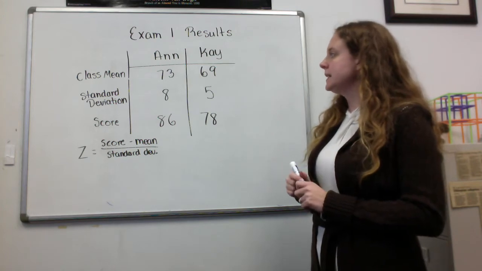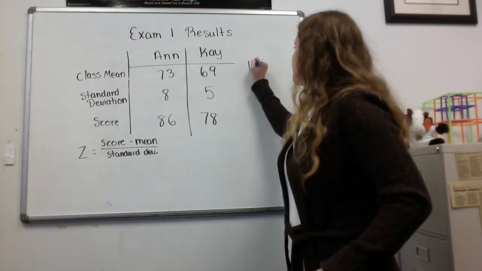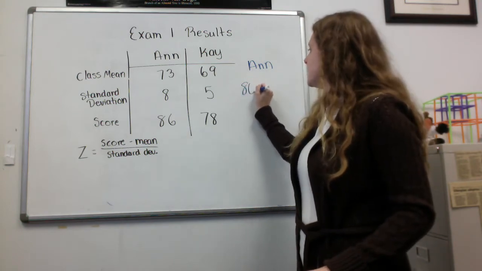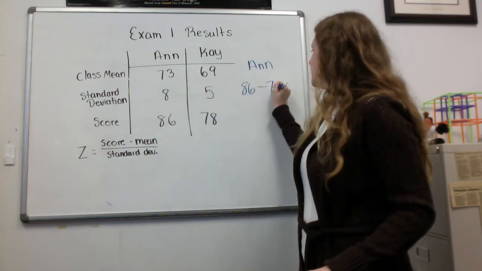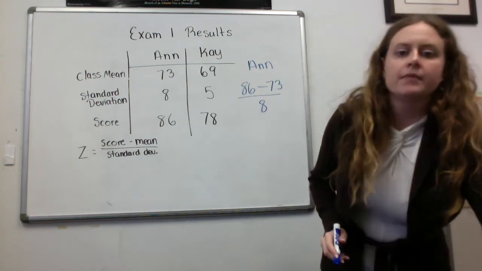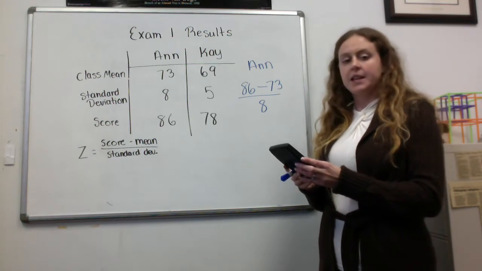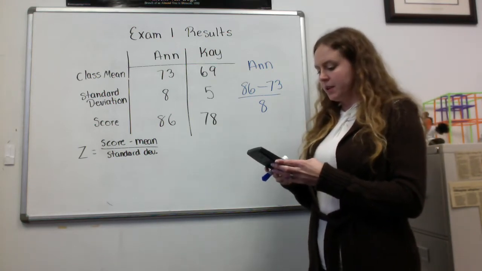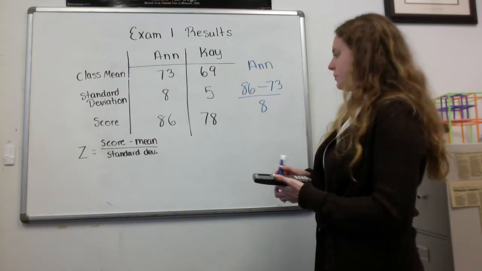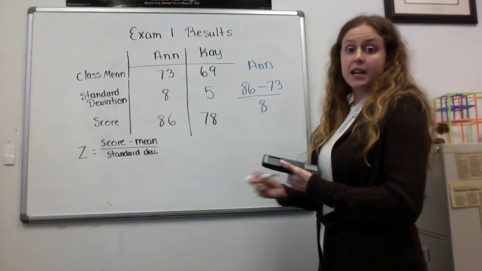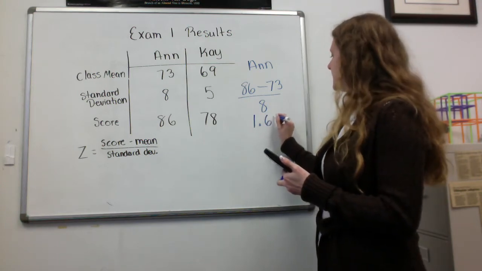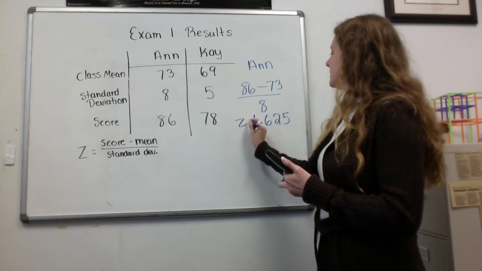So I'm going to find out the z-score for each person. I'll do Ann to start with. She had 86 on her exam minus 73 divided by 8. This is going to give me a number. It can be negative or positive, but it's going to be somewhere between -3 and 3. You can't have a z-score that's lower than -3 or above +3. So that gave me a z-score of 1.625. So that's Ann's.